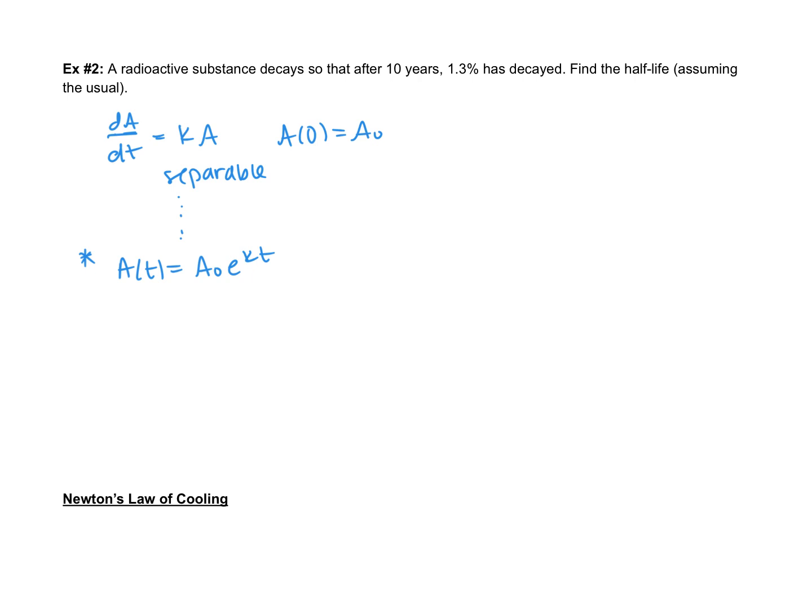So now let's go to the information that we actually have. After 10 years, 1.3% has decayed. So what that means is A of 10, if 1.3% has decayed, then 0.987 of the initial amount remains. Okay, so at this point, we're going to take a pause and see where we are and what we need. At this point, we need k, which is why we have this initial condition. So that's where we're going to go next.